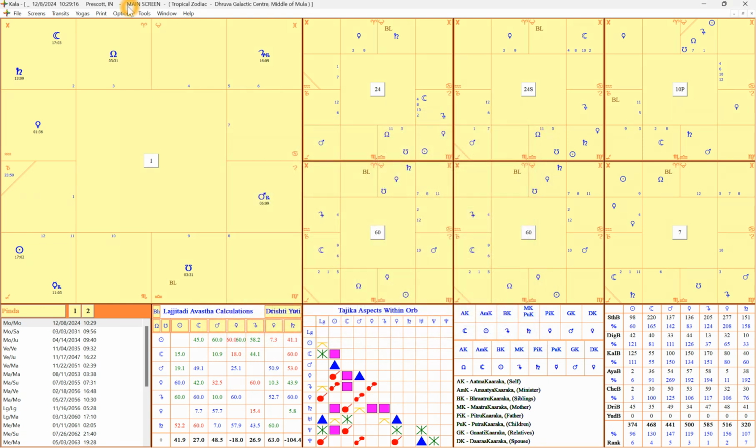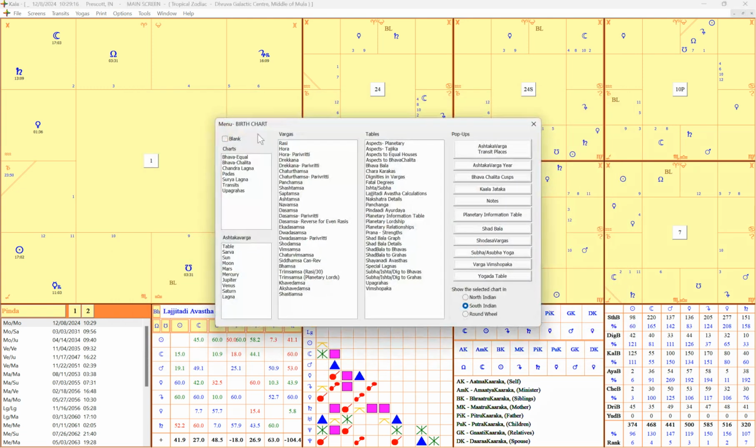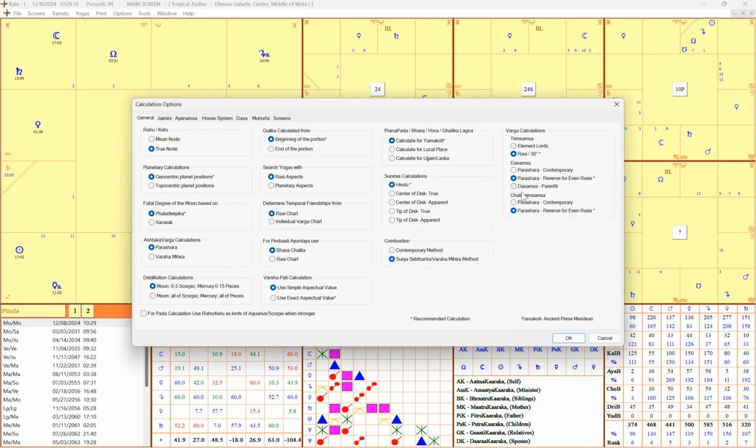For the Vimshopaka, we do use the Chaturvimsamsa for the Ashtakavarga scheme of Vimsamsa, and that's why it's here as an option. Once you choose these, Kala is going to use them in any calculation that requires that Varga, like Shadbala and so on, and Vimshopaka. However, when you're using Kala, you can pull up any of the Varga options here, and we have a lot of them. Okay? I think, let's see, that covers it. Okay? That covers our calculation options.